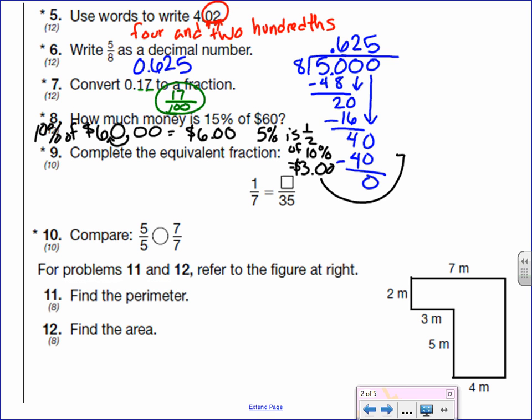So then, sorry for the stuff in the middle there, 10% plus 5% is 15%. 10% we said was $6, plus 5% we said was $3. So 15% of 60 is $9.